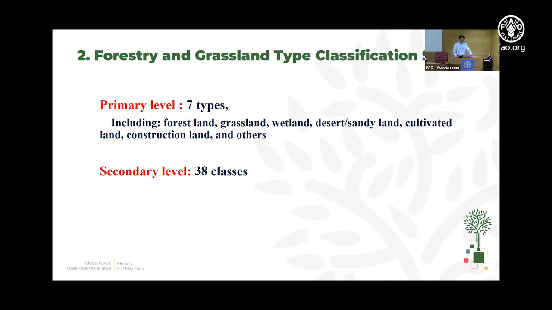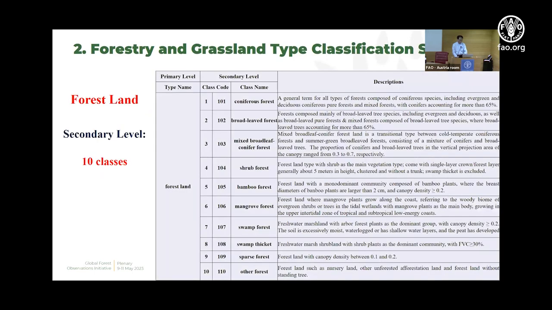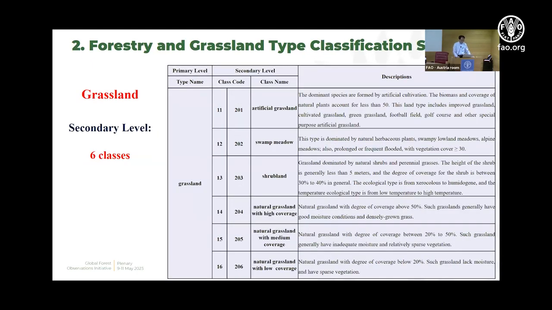For the classification system, the first level has 7 types and the second level has 38 classes. For forest land, the second level has 10 classes, including coniferous, broadleaf, mixed, shrubs, bamboo, and mangrove. For grassland, we have 6 classes, including fissure grassland, swamp, and shrubland, and natural grassland with high coverage, medium coverage, and low coverage, 3 classes.